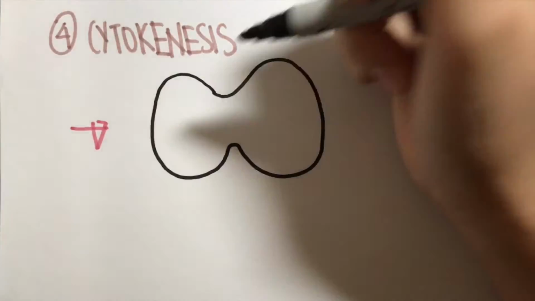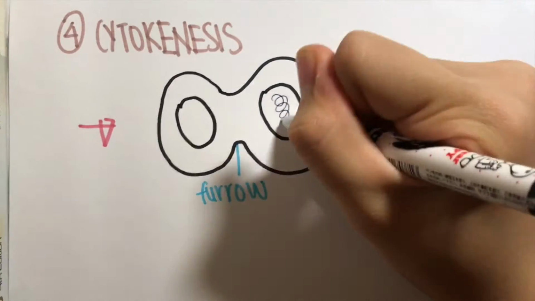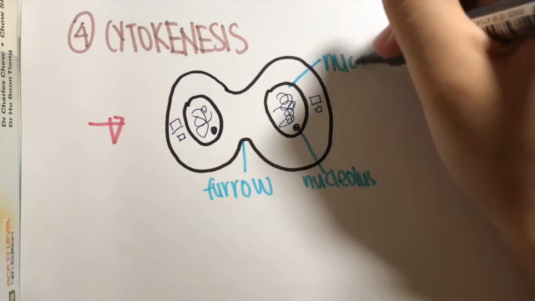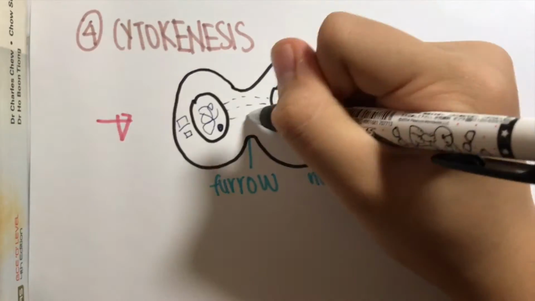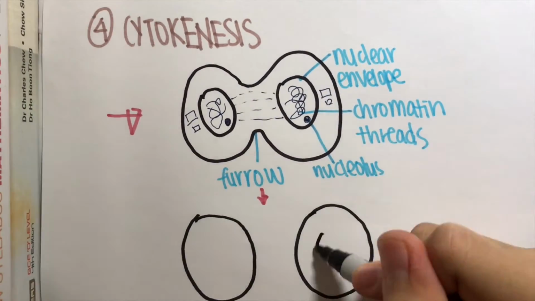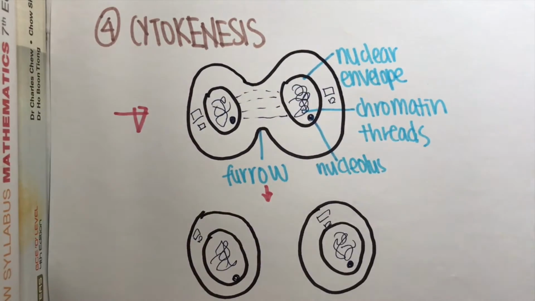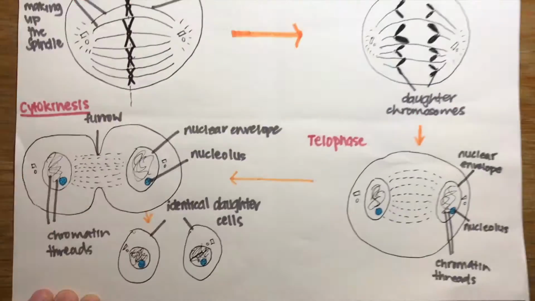Lastly, cytokinesis occurs. This is the division of the cytoplasm. In animal cells, cleavage furrows appear in the cytoplasm between the two nuclei. The furrows deepen, and two identical daughter cells are finally produced.